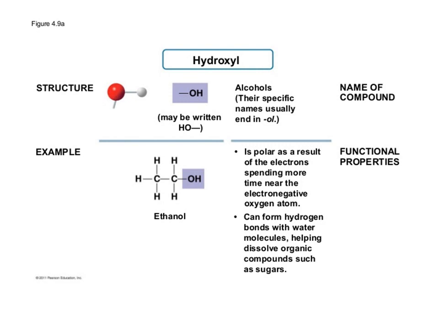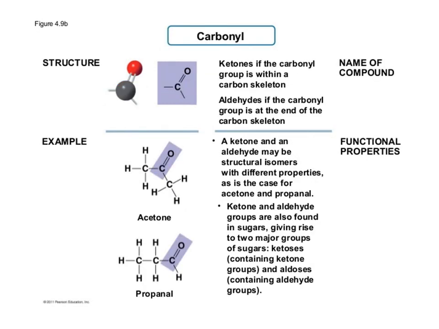The first one we'll look at is the hydroxyl group, the OH group. This will be seen in molecules such as alcohols and sugars. The next functional group is the carbonyl group. This will be seen in sugars. So you take a hydrocarbon chain, you add a carbonyl group, and it turns it into a sugar.